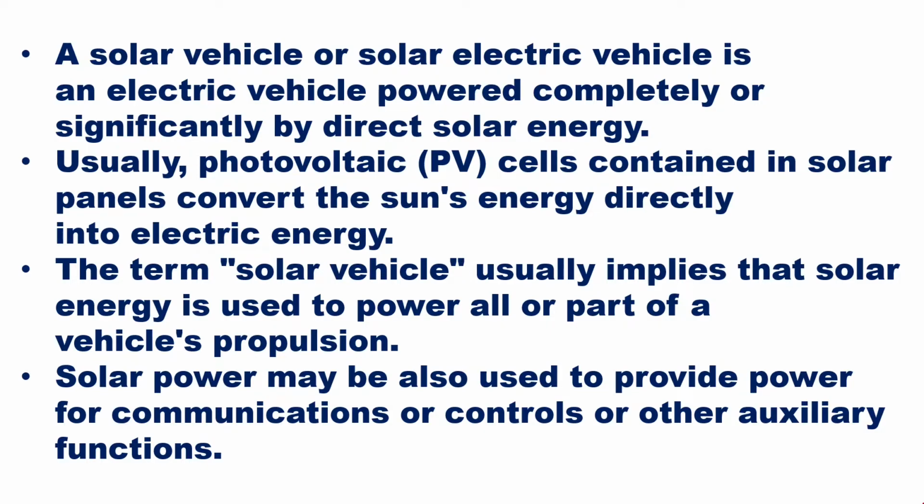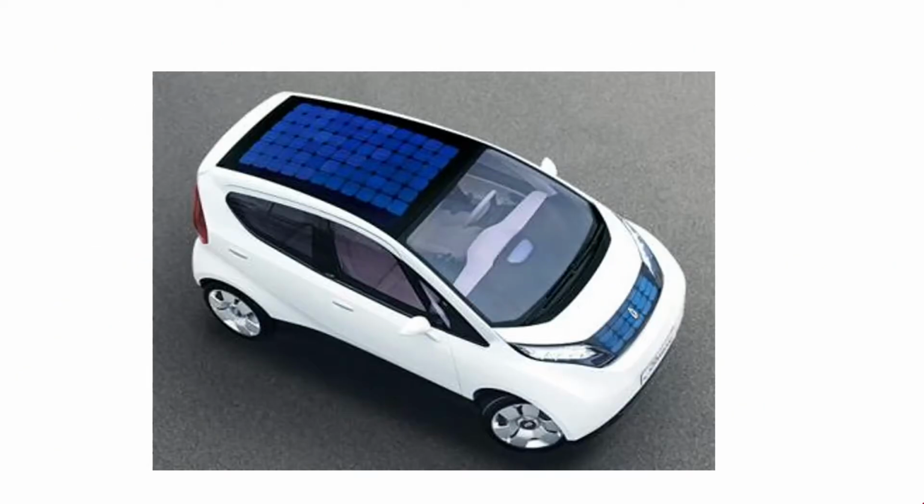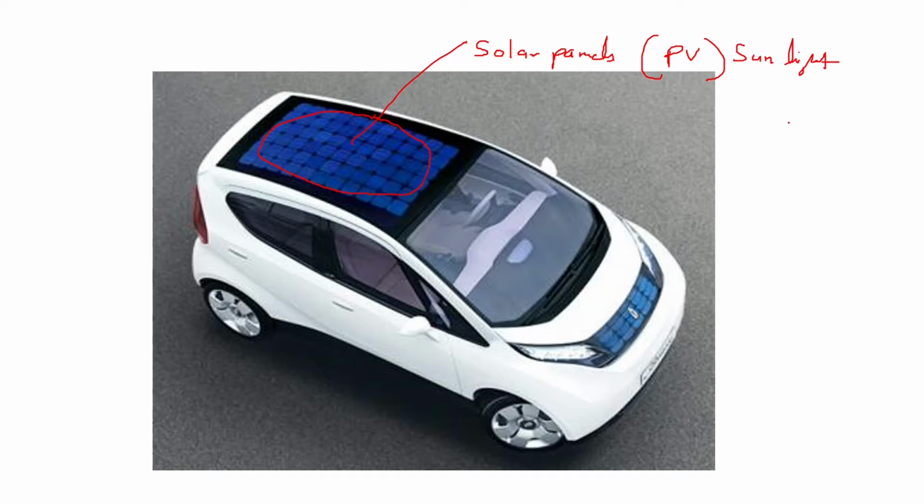Now, if you look at how a car looks, here you can see a car which is running on solar energy, and on top of the car you can see the solar panels. These are your solar panels, which are nothing but photovoltaic cells, PV cells, which will convert the sun's light energy into electrical energy. So they are working on the photovoltaic concept.